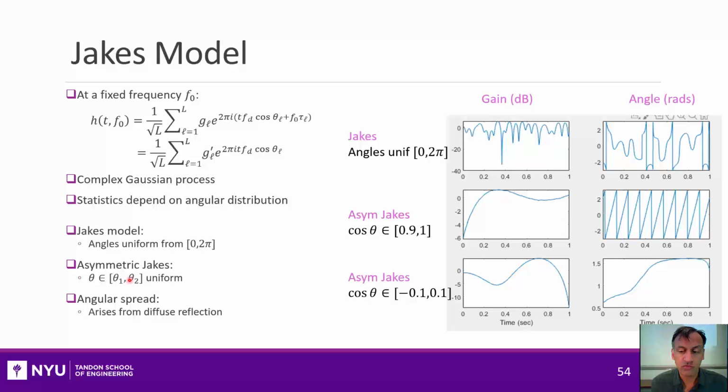When you have a restricted angle, it's still a complex Gaussian process, but it will actually vary at a much slower rate, as you saw in two different examples of the asymmetric Jakes here.